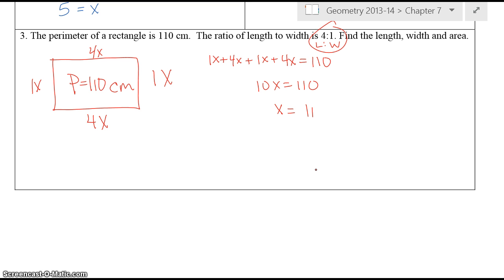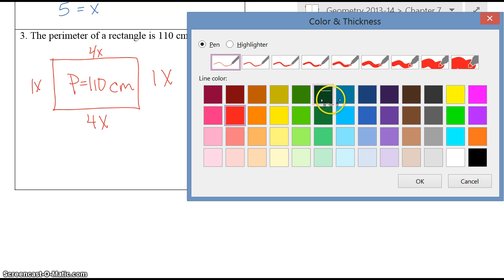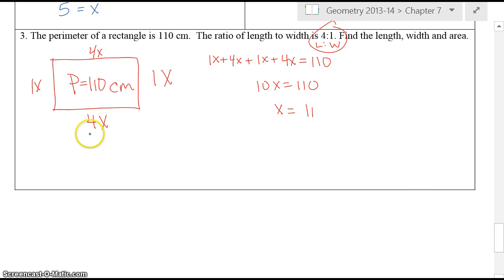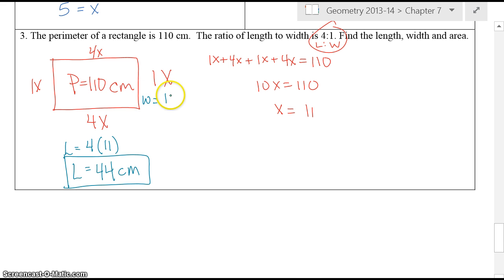Okay, so if x is 11, that means that this is the length, and the length is 4x, so that'd be 4 times 11. So the length would be 44 what? What would the units be? Centimeters, that's right. And this is the width, 1x. Well, if x is 11, 1 times 11 means that the width is 11 centimeters.